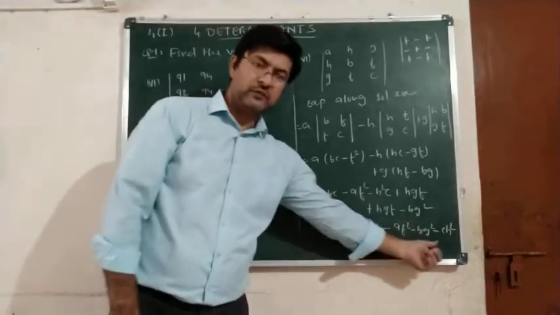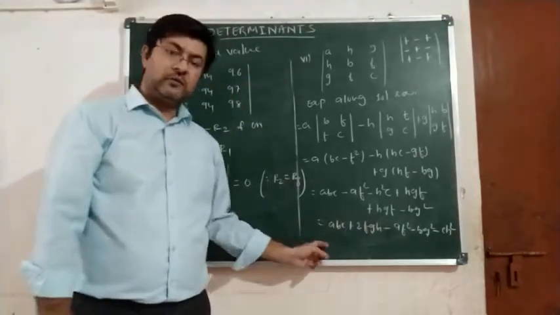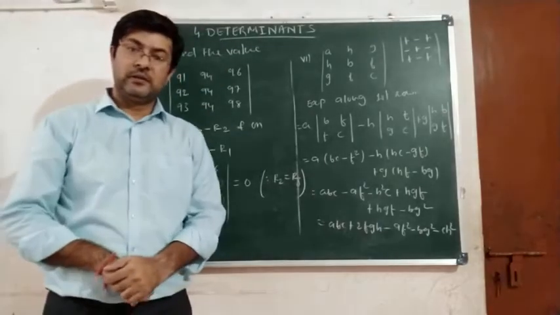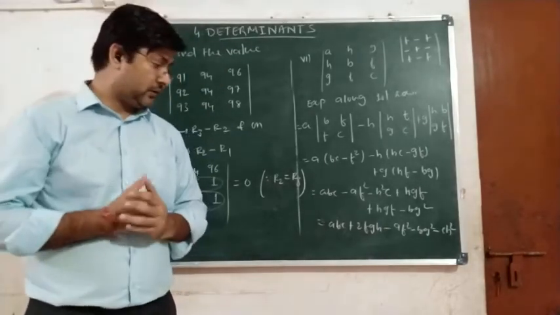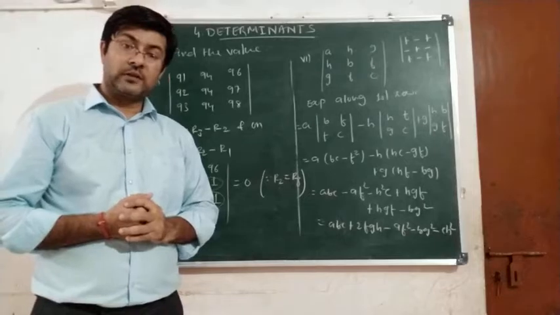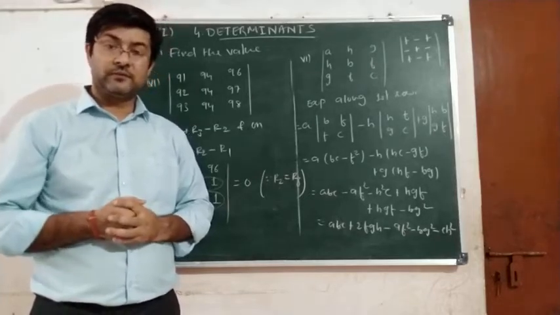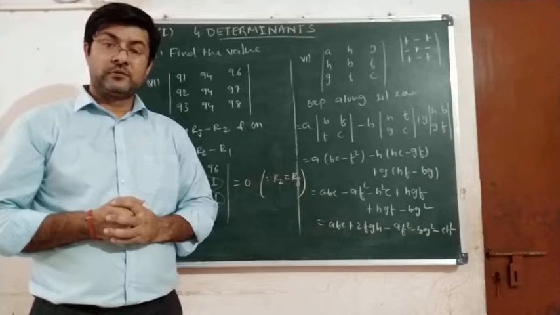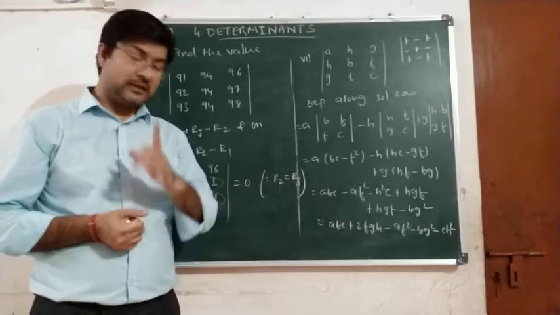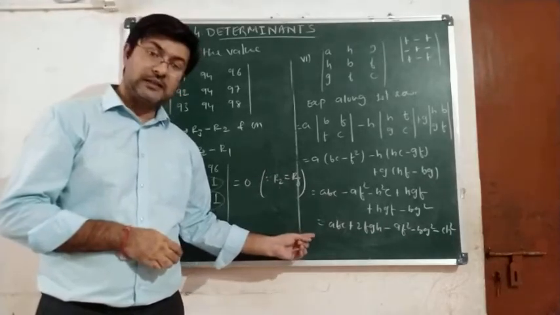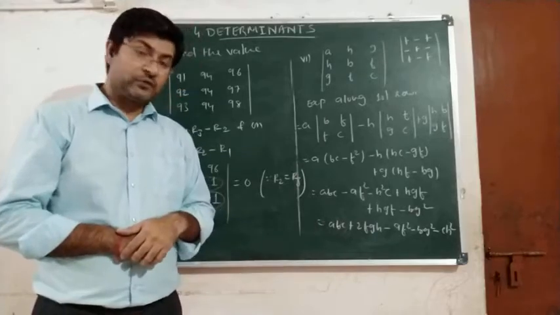Yes or no? What is this? This value gives us the discriminant for the general equation of conic sections. Yes or no? Class 11 we have studied this. So this is the value of delta, the discriminant. Clear?